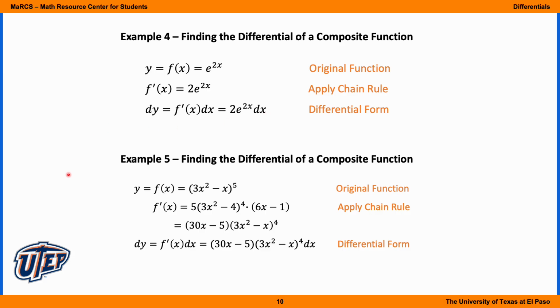Now for example 5, we have finding the differential of another composite function. We have y equals f of x, and that is equal to (3x² minus x) all raised to the power of 5. Once again, we apply our chain rule, and we get that f prime of x is equal to 5 times (6x minus 1) times (3x² minus x) all to the power of 4. So dy is equal to f prime of x times dx. We plug in the f prime of x we just found and multiply it by dx for our dy.